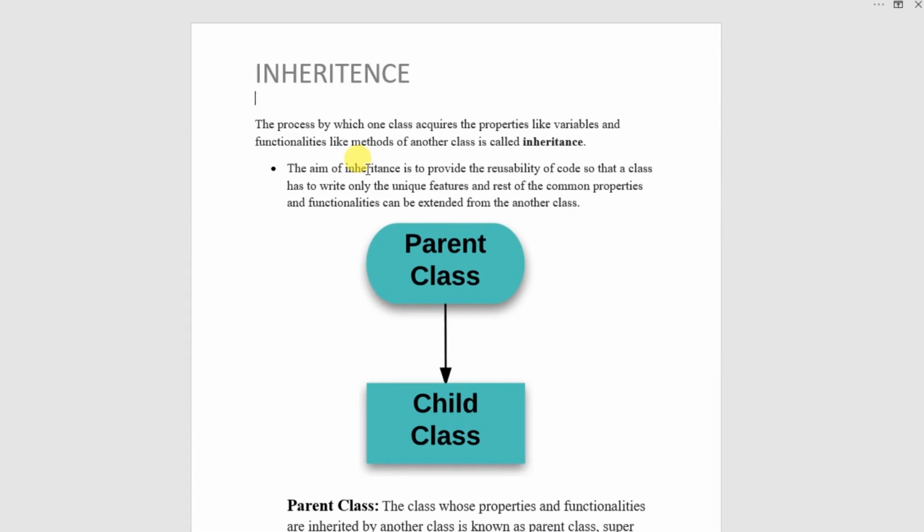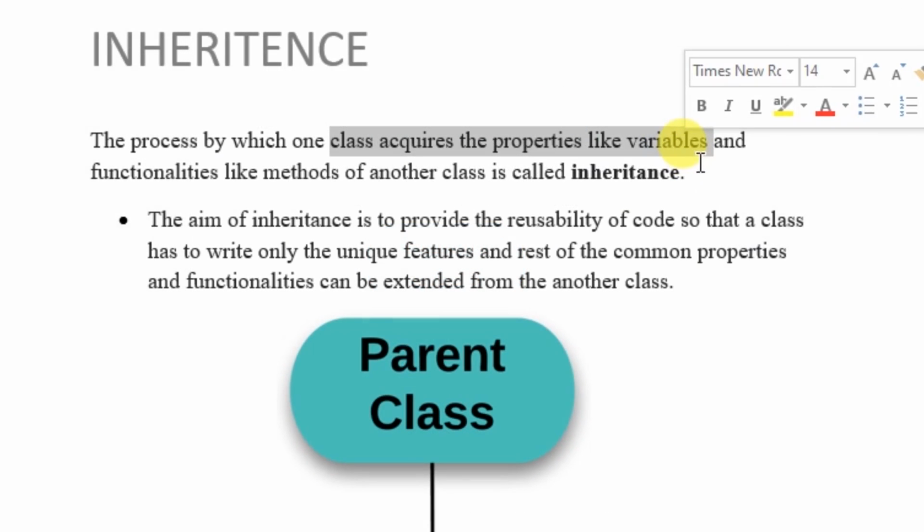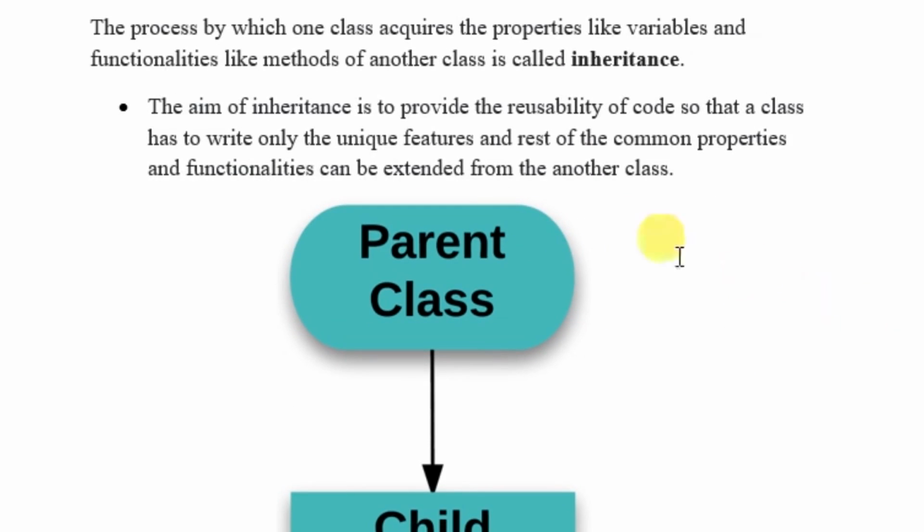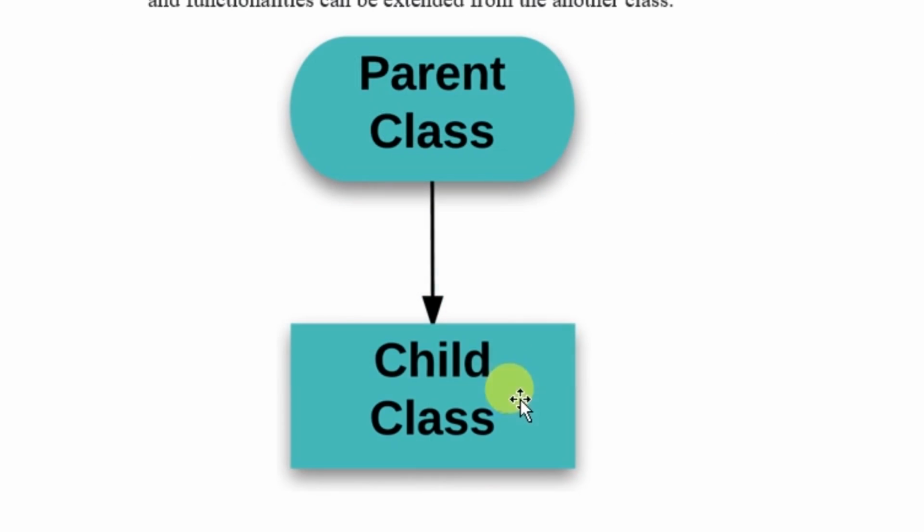In this video, we are going to see what inheritance is, how to use inheritance, and the types of inheritance in Java. So, what is inheritance? The process by which one class acquires the properties, like variables, and functionalities, like methods, of another class is called inheritance. Normally, inheritance consists of a minimum of two classes, a parent class and a child class.